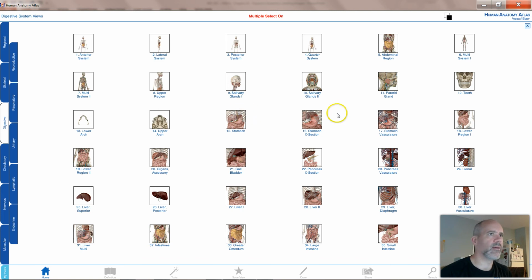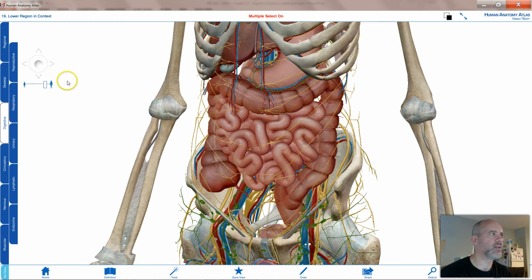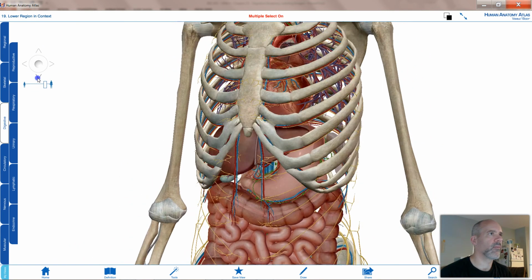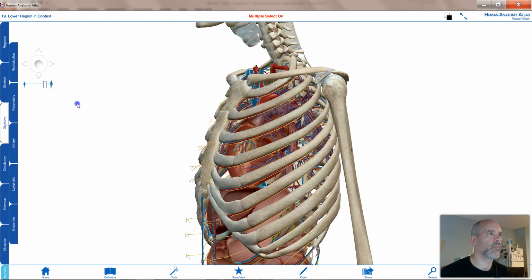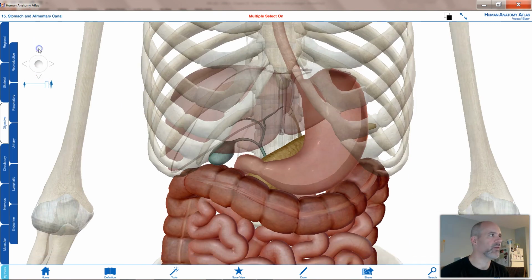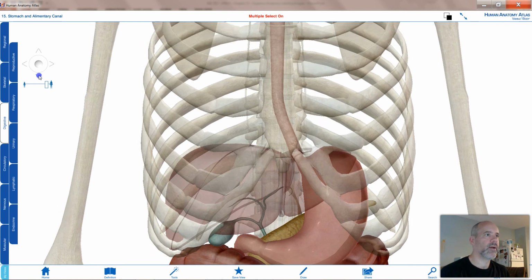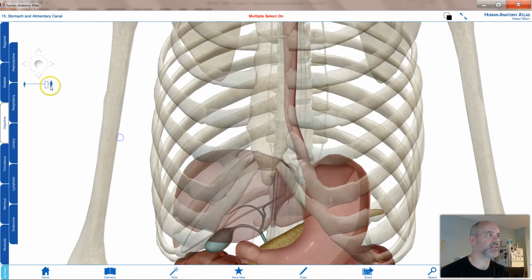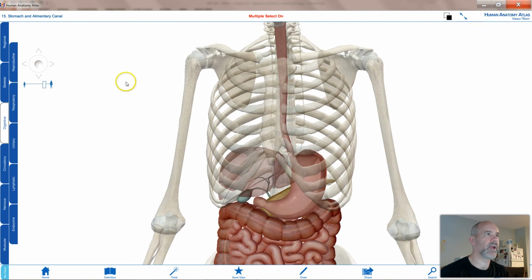Let's see, what will be the best view to bring up here? Maybe this one. Okay, this is probably going to be our best view here for seeing the relationship between the esophagus and the stomach. So we zoom back out up here.